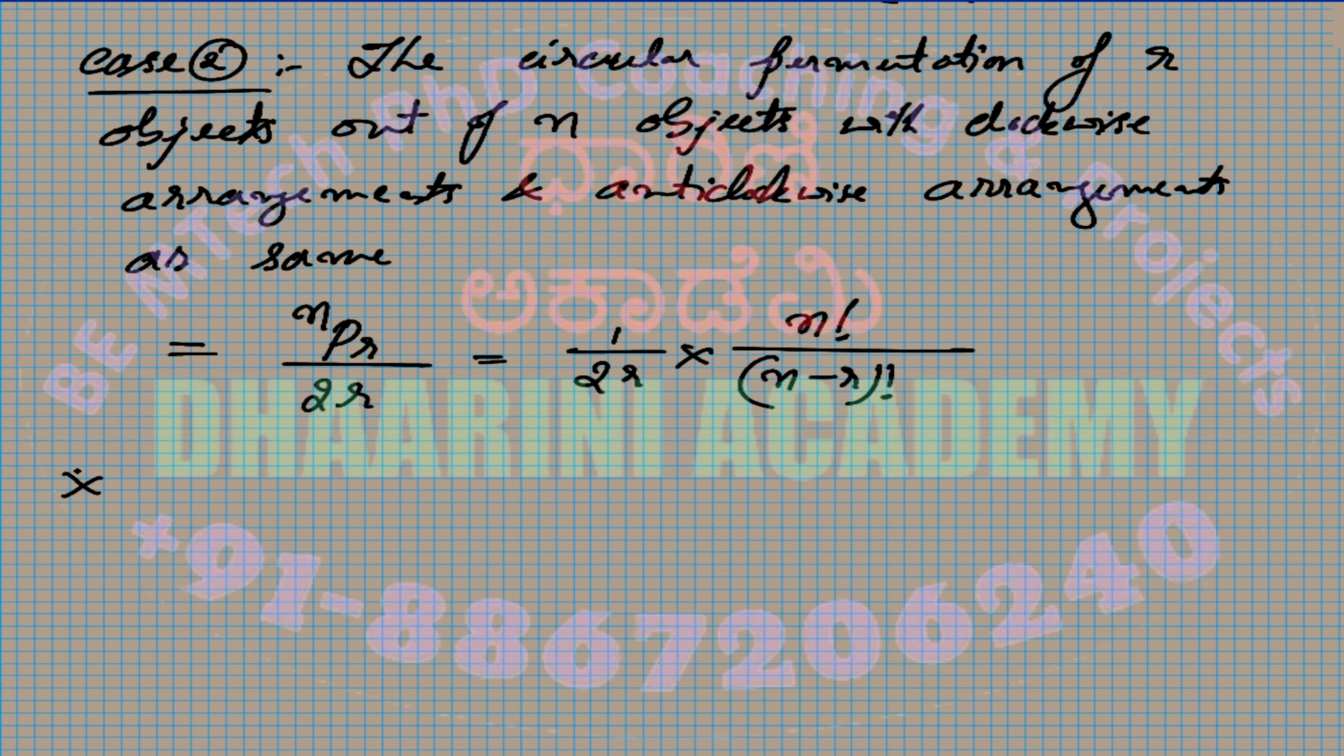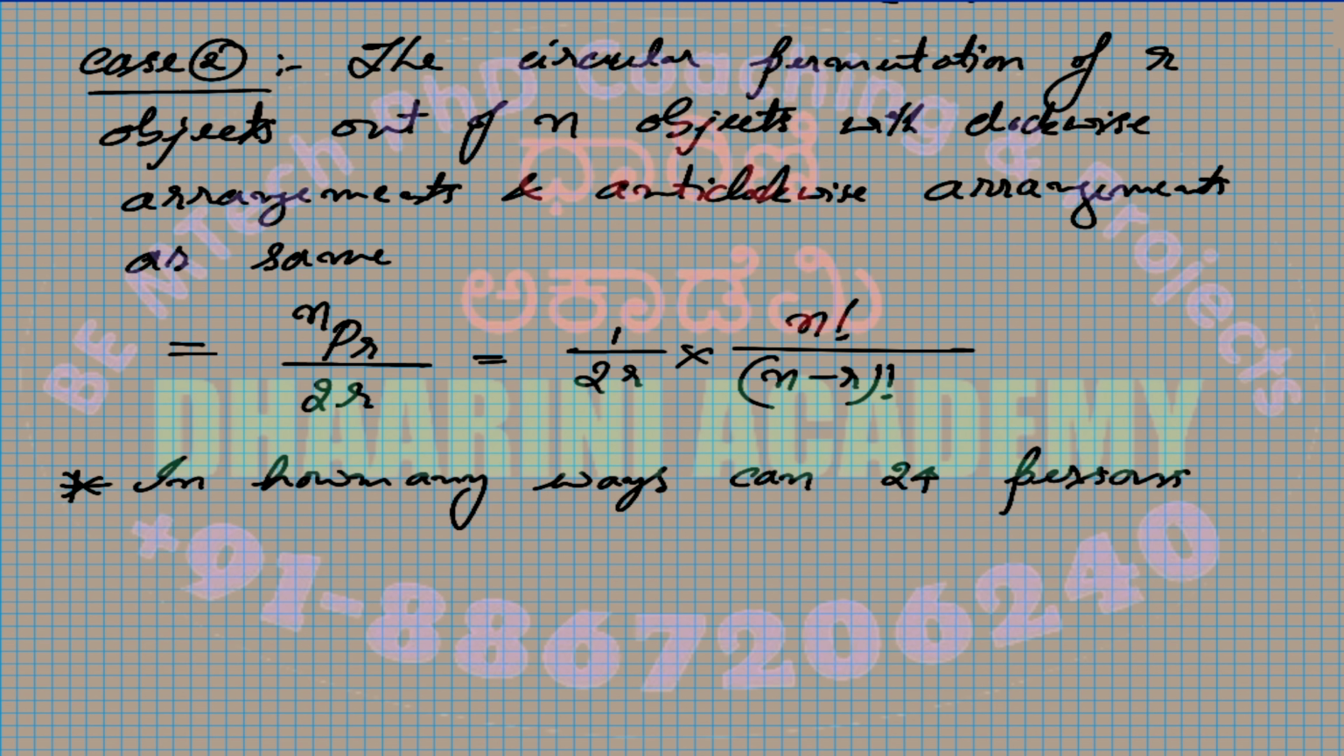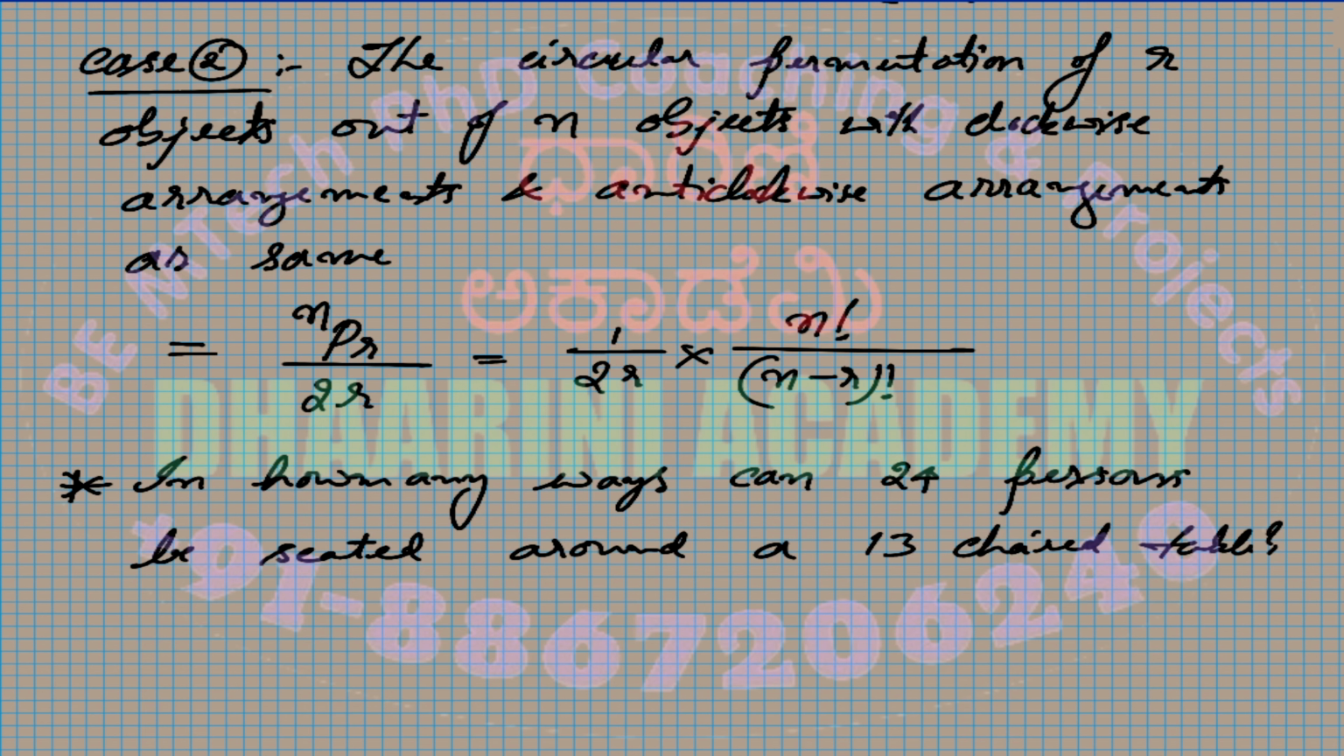Alright, so these are the two different cases. Let's solve some problems very quickly. Now, the question is: in how many ways can 24 persons be seated around a 13-chaired table? So only 13 chairs are there around a table, and you want 24 people to sit.